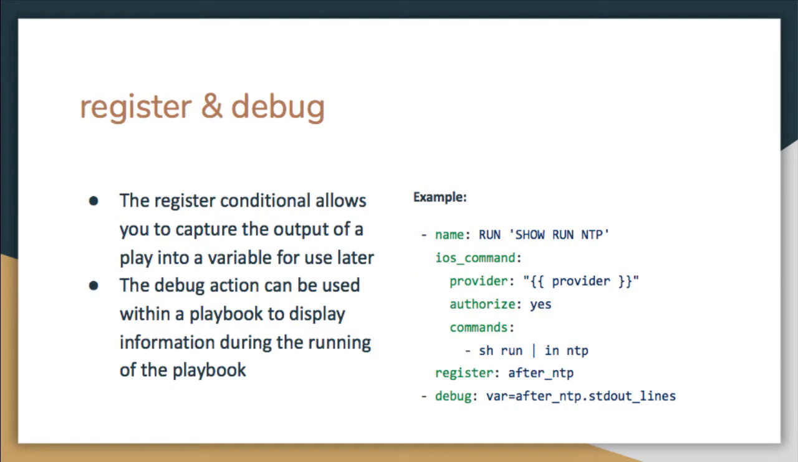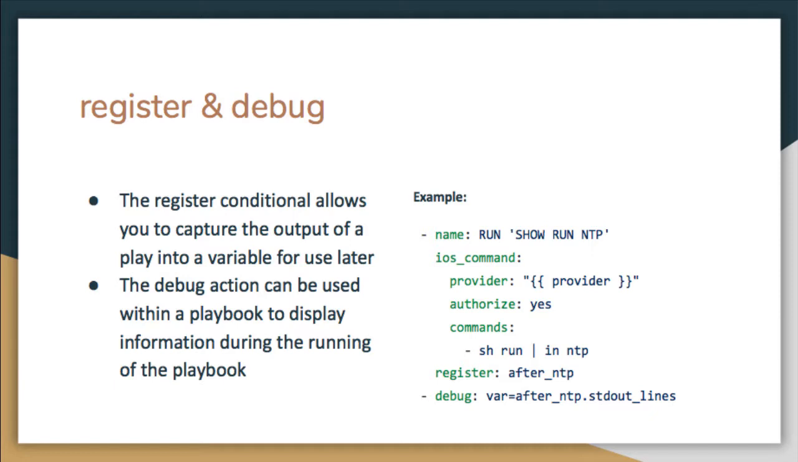Now we're going to look at the register conditional and debugging within a playbook. The register conditional allows you to capture output and save it as a variable. If you look at the example, we're running iOS command and we're doing a show run NTP. The command I'm passing is the exact command I want to type into the CLI, which is a show run pipe include NTP. Since it's a show run, I have to be in enabled mode, so I do an authorize yes. And then I want to capture whatever JSON object is returned, and I'm going to save it in a variable named after NTP. And then I want to actually look at that.